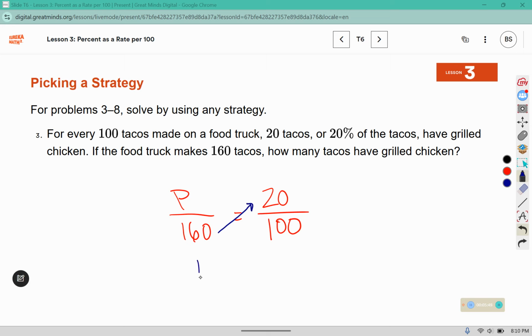So cross multiply, then divide. 160 times 20 is 3,200. Divide that by 100, and that gives us 32 tacos that have grilled chicken.